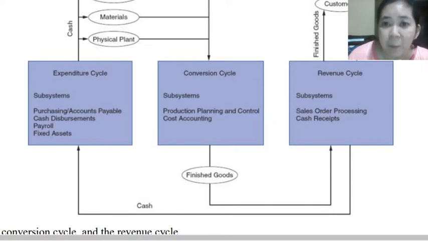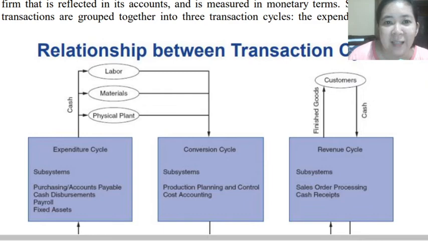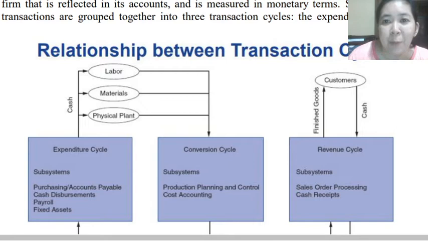So this is how a transaction in a business enterprise takes place, and these three transaction cycles are conducted, where the financial transactions take place, that we need to record in the books of our accounts, and this is how they also relate with each other. Okay, so again, our three main transaction cycles are the expenditure cycle, conversion cycle, and the revenue cycle.